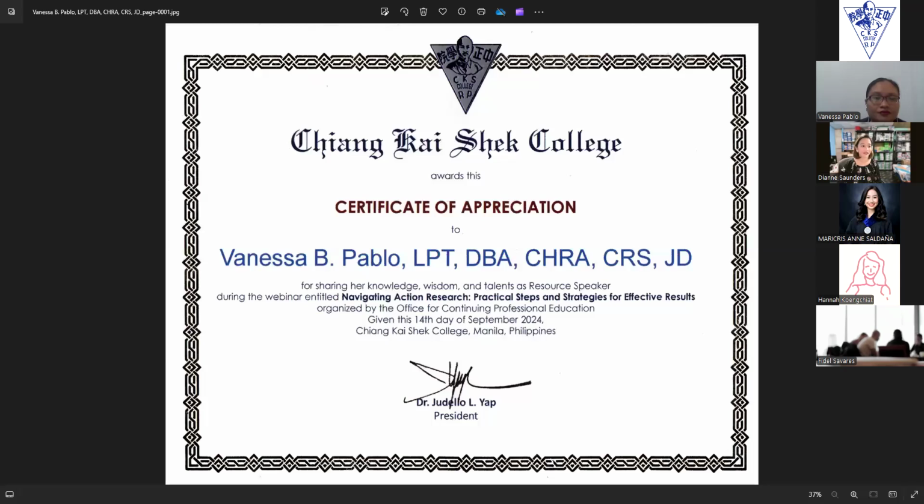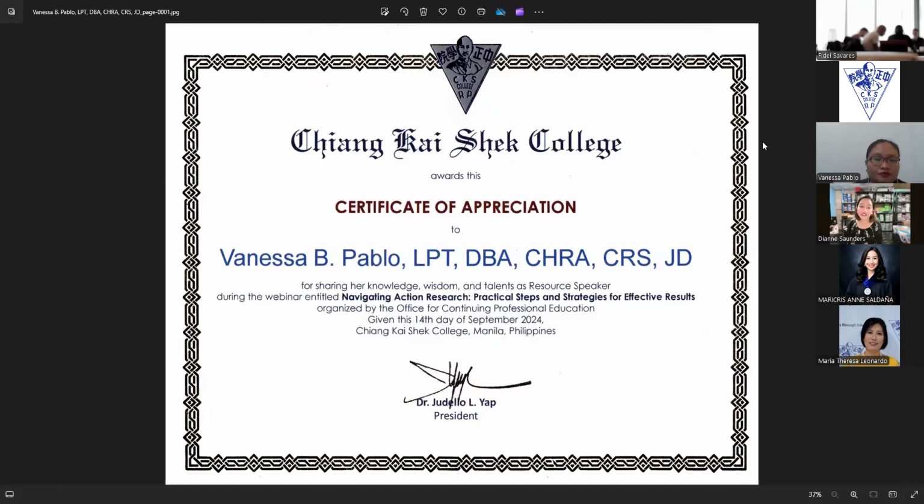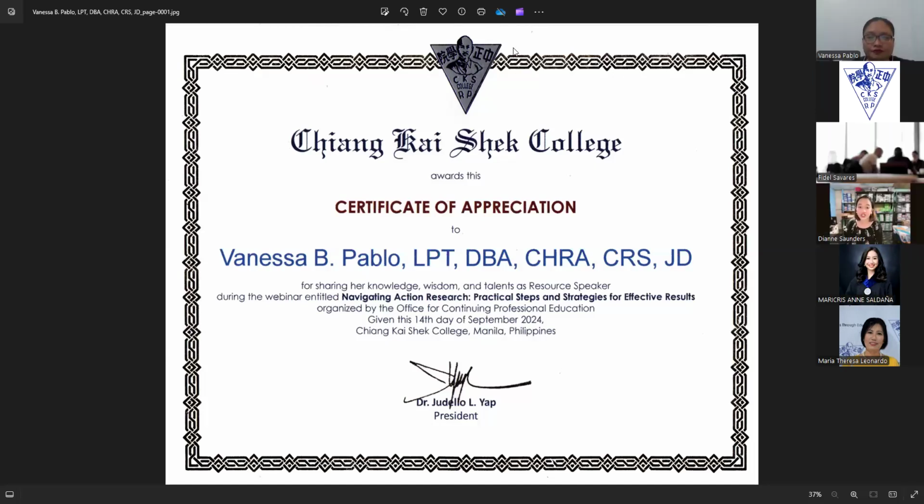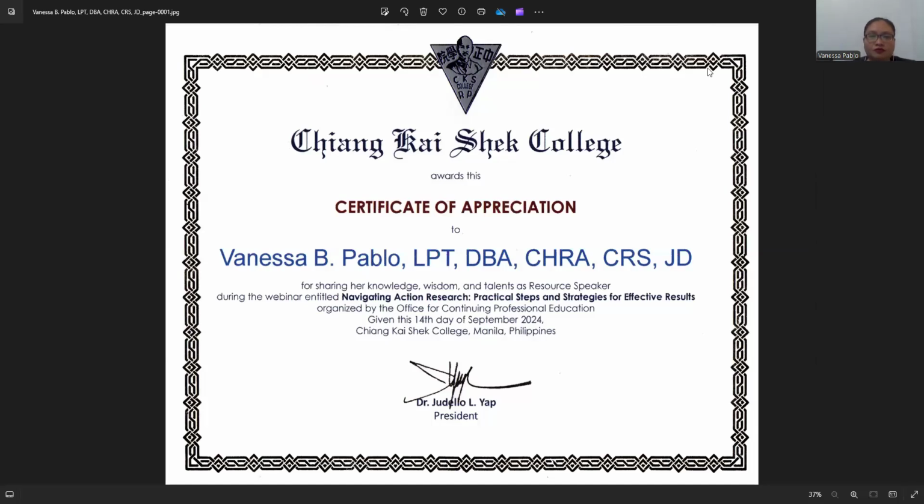But before we conclude, we would like to express our gratitude to Miss Vanessa Pablo for her very valuable expertise and to all of you for your active participation po. As a token of appreciation, we'd like to present her with a certificate of appreciation. The certificate reads: Chiang Kai-shek College awards the Certificate of Appreciation to Ms. Vanessa B. Pablo, Licensed Professional Teacher, Doctor of Business Administration, Certified Human Resource Associate, Certified Residential Specialist, Juris Doctor, for sharing her knowledge, wisdom, and talents during the webinar titled Navigating Action Research: Practical Steps and Strategies for Effective Results, organized by the Office for Continuing Professional Education, given this 14th day of September 2024 via Zoom, signed by our President, Mr. Judelio Yap.